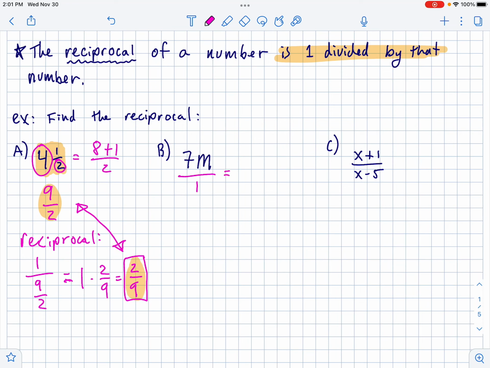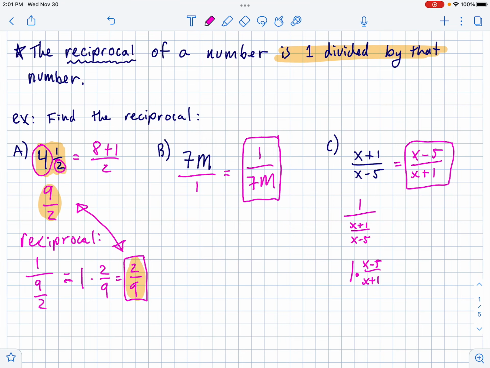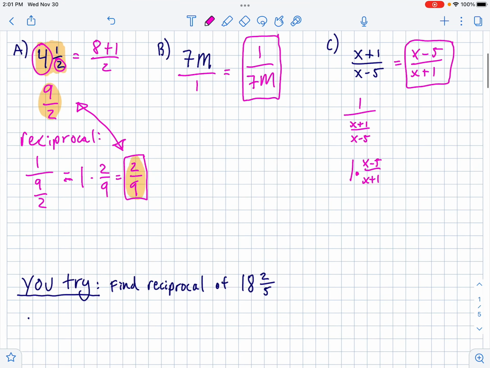The next example, 7m, you can think of this as 7m over 1 and then just turn it upside down. So it's 1 over 7m. Both parts need to go into the denominator, not just the 7. The last one, yes, you can turn it upside down, or you could do the 1 divided by x plus 1 over x minus 5, and then that's the same as keeping the top and then multiplying by the bottom upside down, so you get x minus 5 over x plus 1. But really, it just flips upside down.